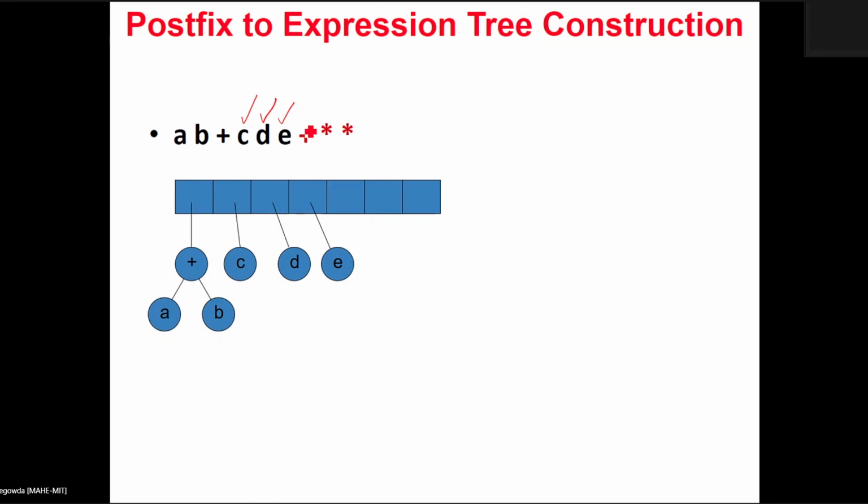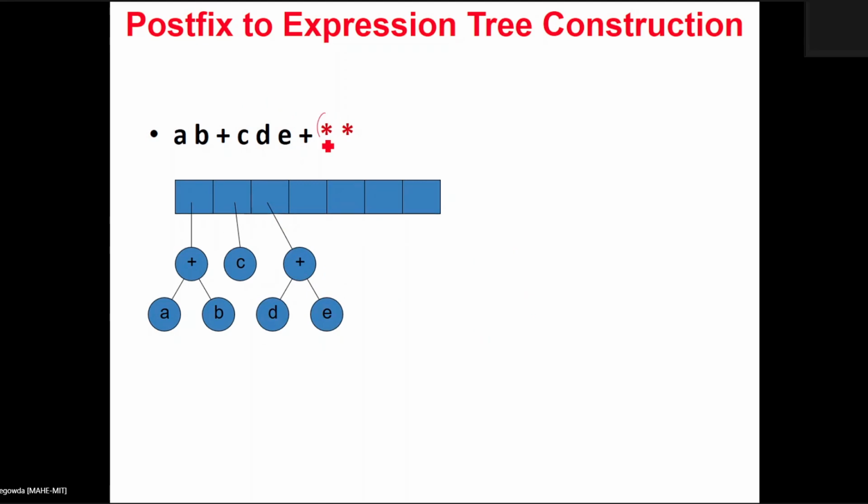Now read the next symbol. When I read the next symbol, I get an operator. When it is an operator, create a new node with this. Then pop the stack twice. When I pop the stack first, I get E, so E is supposed to become the right child of the plus operator. Then pop once again, I get D, which is supposed to be the left child. Then I have to push this one again onto the stack. This is going to become the top of the stack right now.